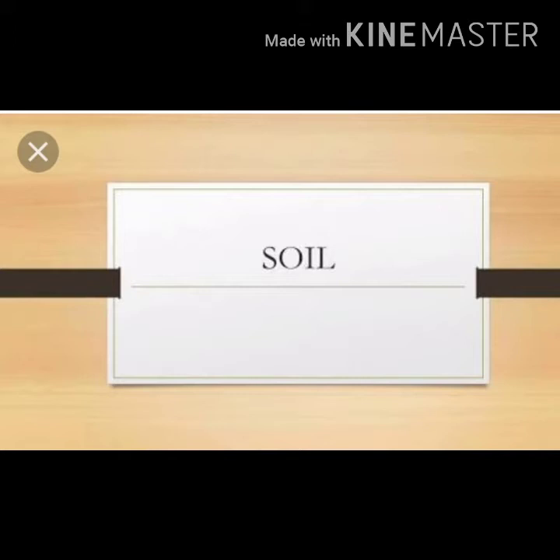So we are discussing the chapter soil and we studied about the soil profile. So you know what the important layers or horizons of a soil profile are now. Next we are going to study about the soil types.